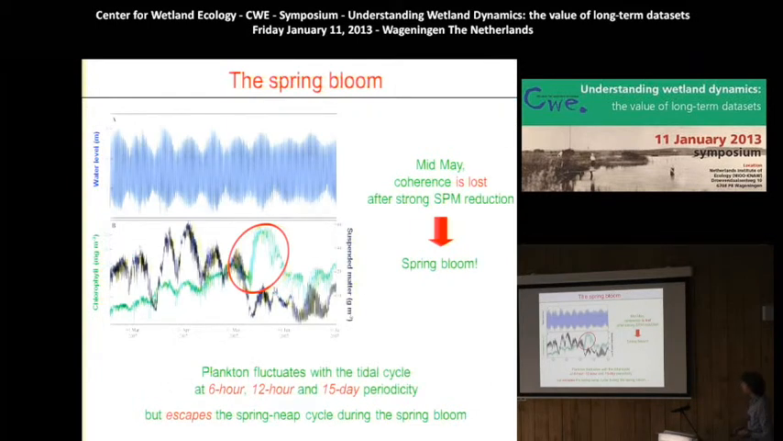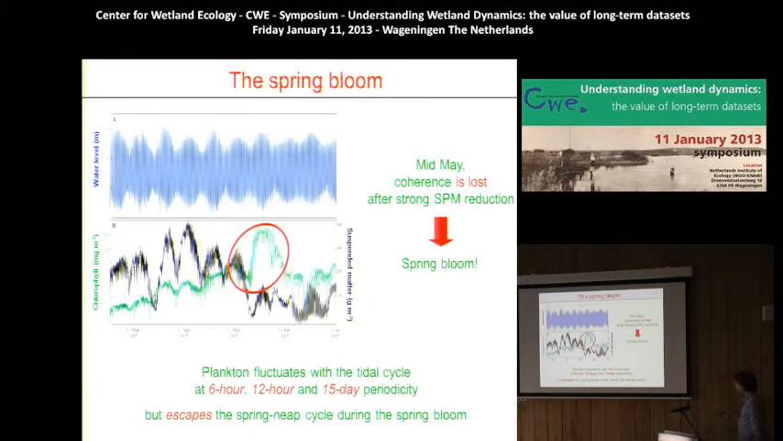But there's one exception, and that's the spring bloom. So that's very interesting. First we have in-phase fluctuations of suspended particulate matter and chlorophyll and spring tide. Right? They're all in phase. But then here in mid-May what you see is that the suspended particulate matter goes down, but the chlorophyll doesn't go down. Instead the chlorophyll goes up and we have a spring bloom. So here the phytoplankton escapes from the tidal mixing.